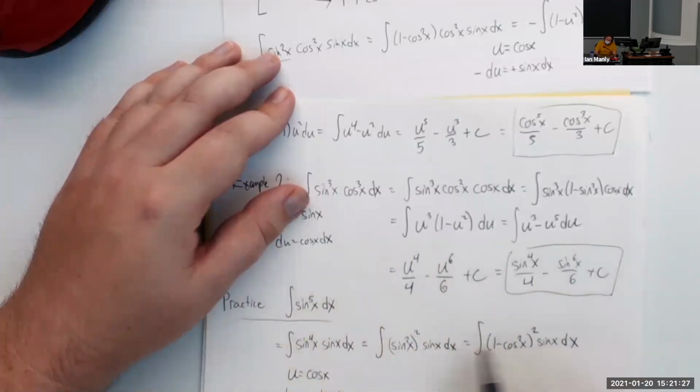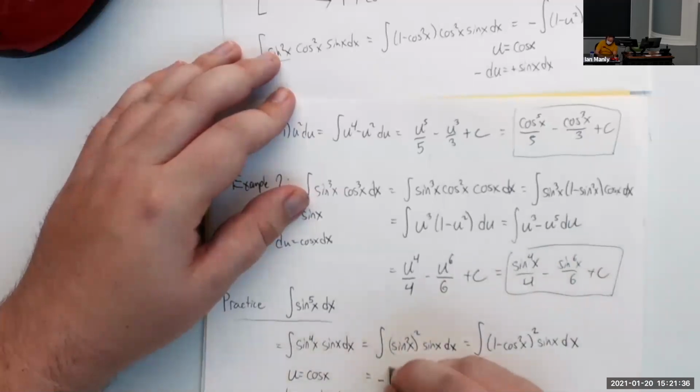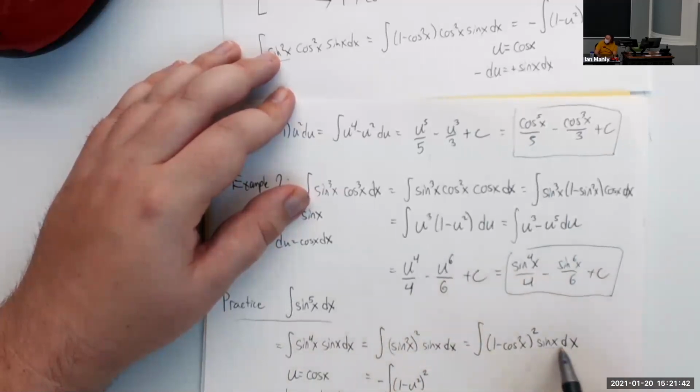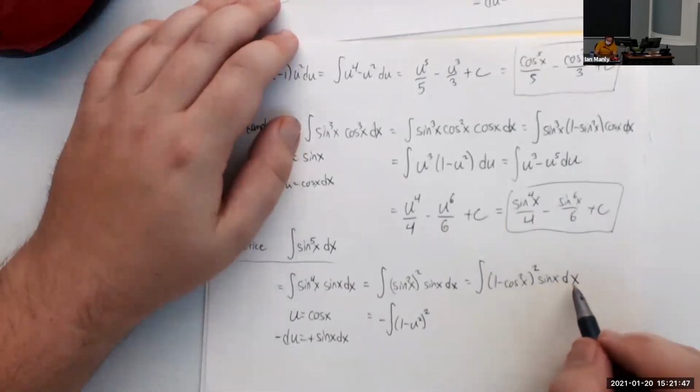But once again, I don't see really a negative here, so I'm just going to move the negative over to the du. So when I do this substitution, I have this extra negative I got, and then I have 1 minus u squared, and that itself will be squared. And then sine of x dx, oh, thank you. Sine of x dx will be du.